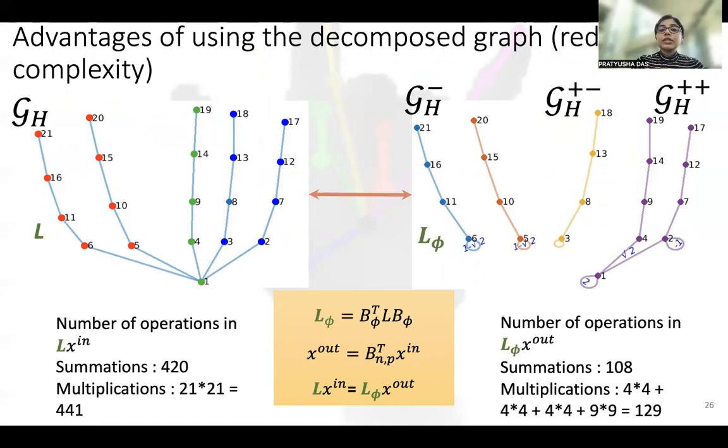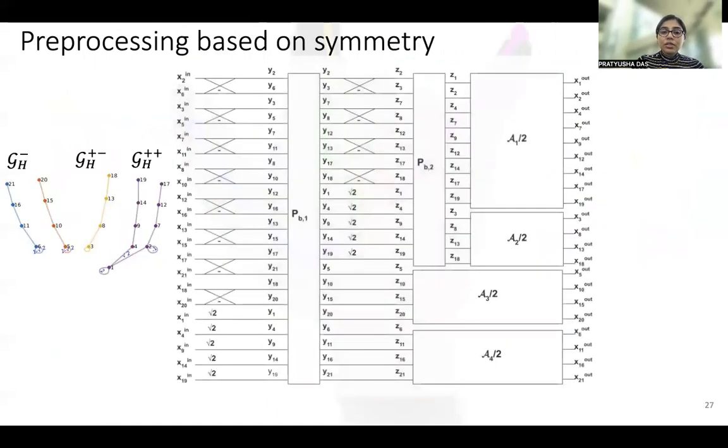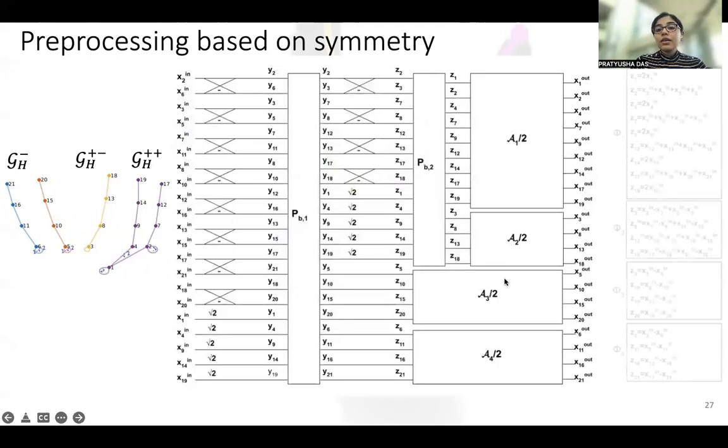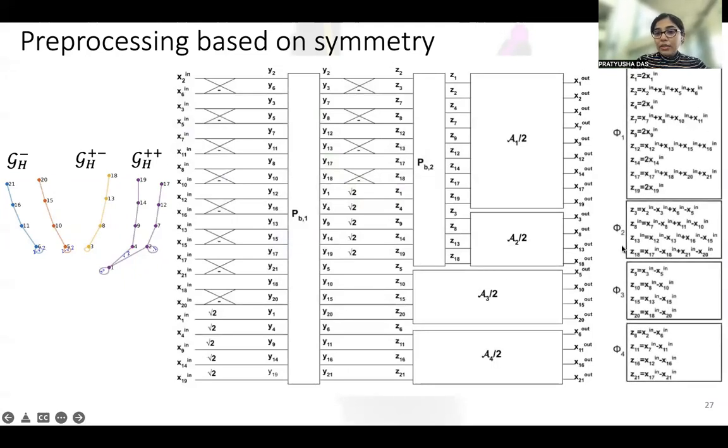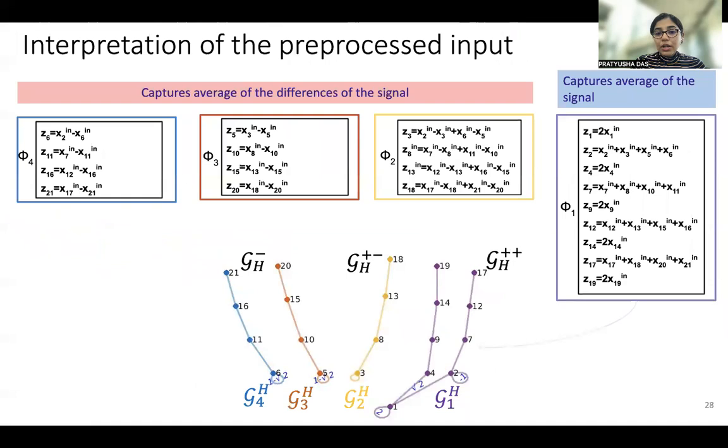And we will see this pre-processing technique is basically interpretable. So this is a pre-processing block. And at the end, you get these values. So X was your input, and these are the outputs after pre-processing. And I have grouped them into phi 1, phi 2, phi 3, phi 4, because phi 1, phi 2, phi 3, phi 4 are the inputs to G1, G2, G3, and G4. Now, if you look closely, phi 1 basically captures the symmetric part of the data. Phi 2, phi 3, phi 4 basically capture the anti-symmetric part of the data. So this is the average of the signal. This is the difference of the signals.